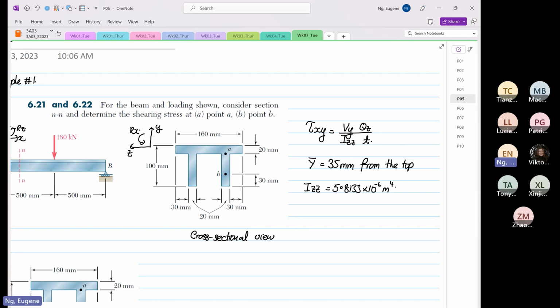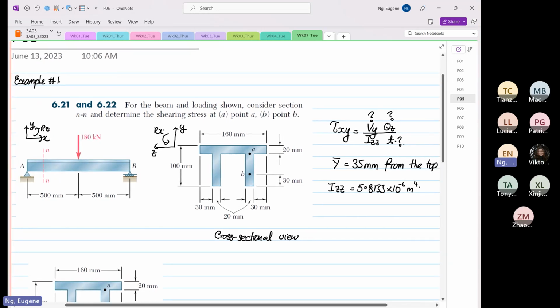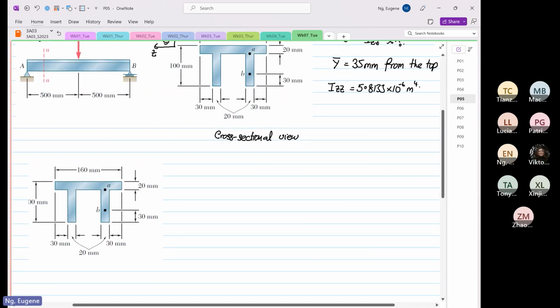So the first thing we have to know is what we don't know. We don't know what our QZ is, depending on the point of interest. We also don't know what our T is. But we know that Vy is constant regardless of whatever we look at. Okay. So for this case, a lot of students, when they see this question, say, okay, Vy is equal to 180 times 10 to the power 3. That's wrong. Okay. That is not Vy.